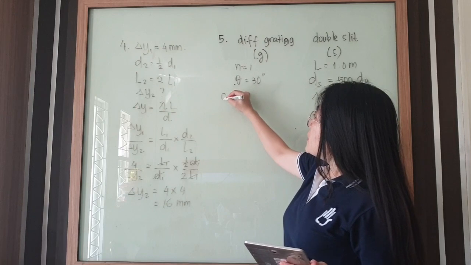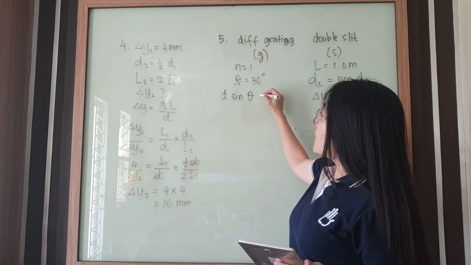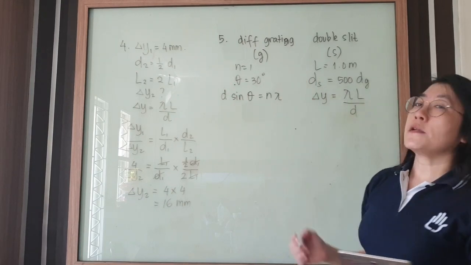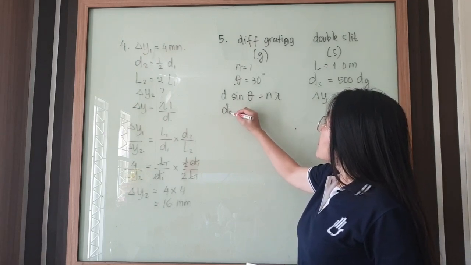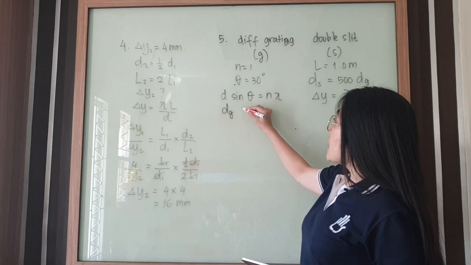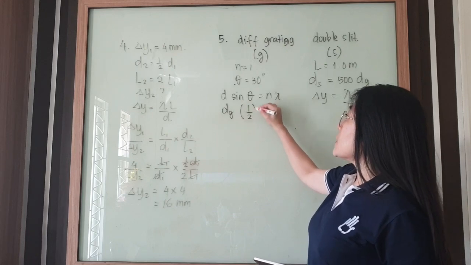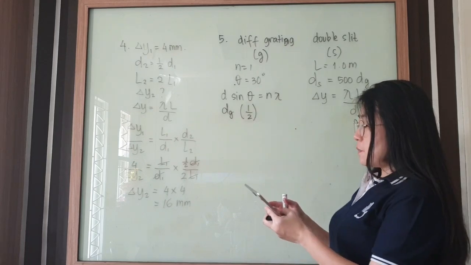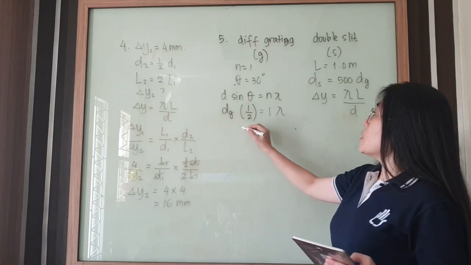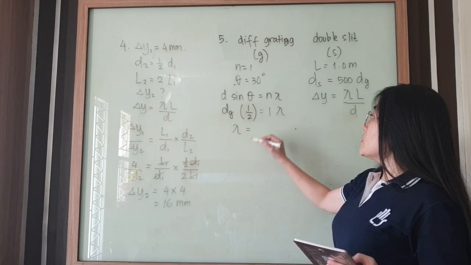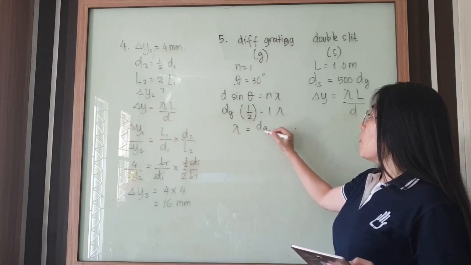So, use D times the sine of theta equals n lambda for the diffraction grating. So, here, this is D of the grating times the sine of 30 degrees, which is equal to a half. That should be equal to 1 times lambda. So lambda here is equal to dg over 2.